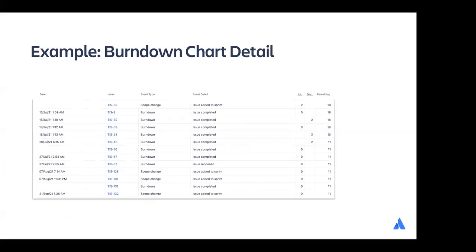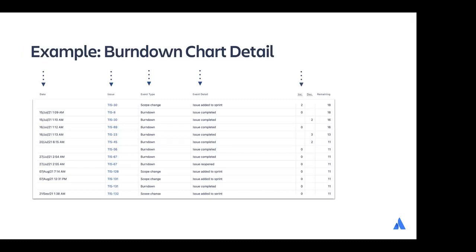There's also a table at the bottom of this chart, and it contains the detail of all of those various data points, shown in chronological order. So it shows you the date that some event happened, what was the issue that you can click on and drill in more, and what was the event. For example, was it a burn down or was it a scope change? More detail about that, such as an issue is completed or added to sprint and so on.